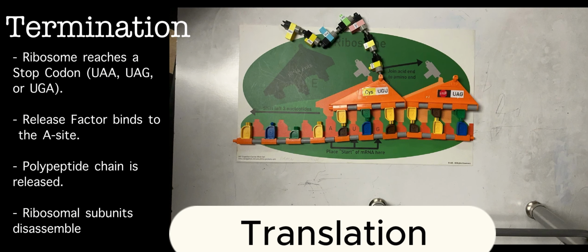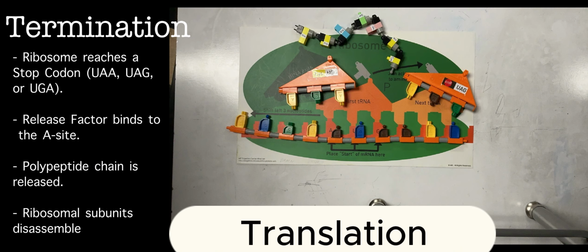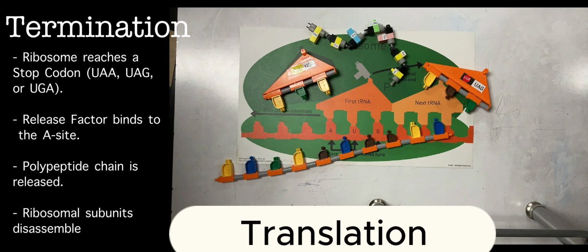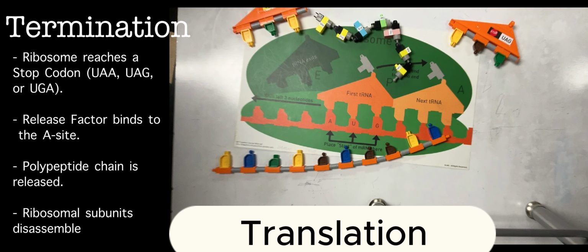Elongation ends when a stop codon enters the A site and termination begins. Since there is no matching tRNA, a release factor protein binds instead. This triggers the release of the completed polypeptide chain and the disassembly of the ribosome. Protein synthesis is now complete.